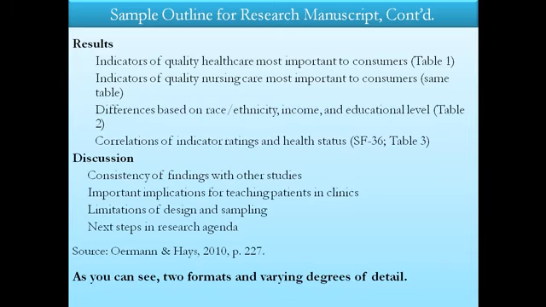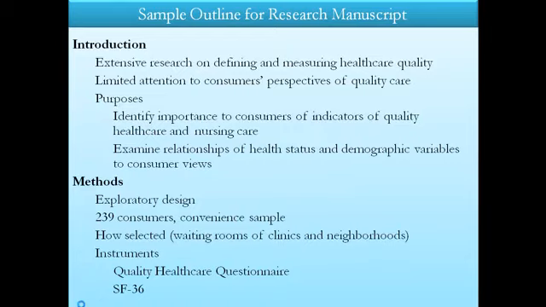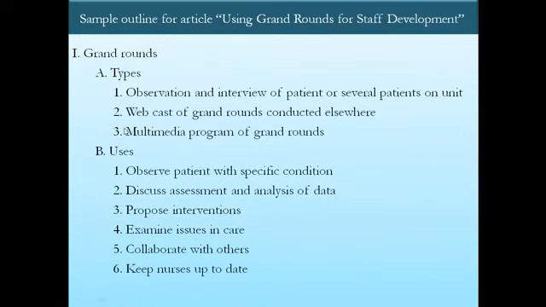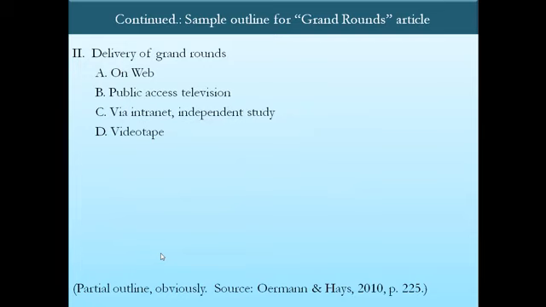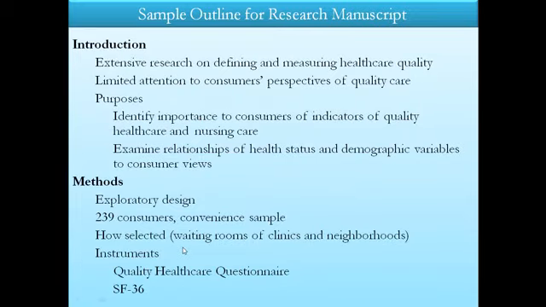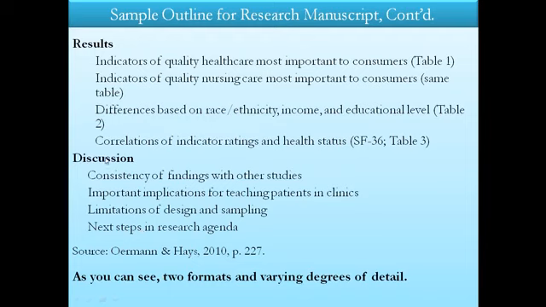And then we get down to the discussion section, where they'll discuss the consistency of their findings with those of other studies, the implications for teaching patients in clinics, the limitations of their study, and the next steps in their research agenda. So these are two different types of outlines, two different formats. The first one was very formal with Roman numerals and letters and numbers, and the second was just more of a list. But in both we can see that there are main ideas and there are subtopics, varying degrees of detail here, but both good outlines for different types of papers.